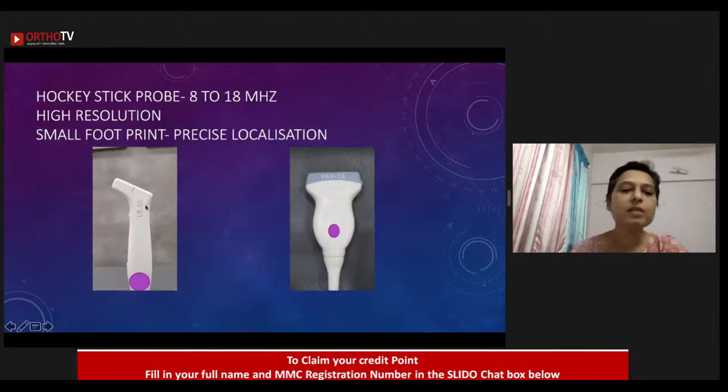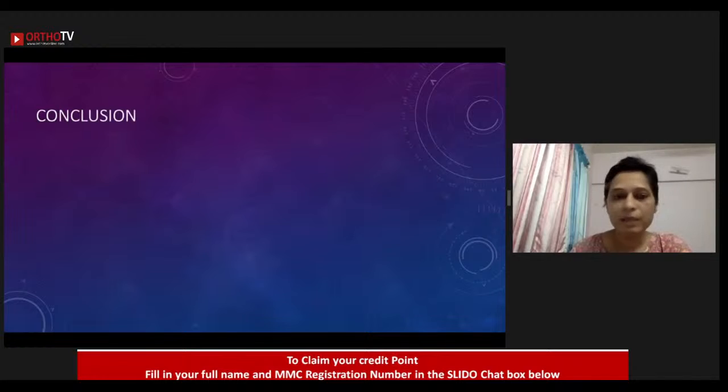These are some of the probes which are very helpful in musculoskeletal ultrasound. These are high frequency hockey stick and matrix probes, which are particularly useful to diagnose musculoskeletal pathologies.